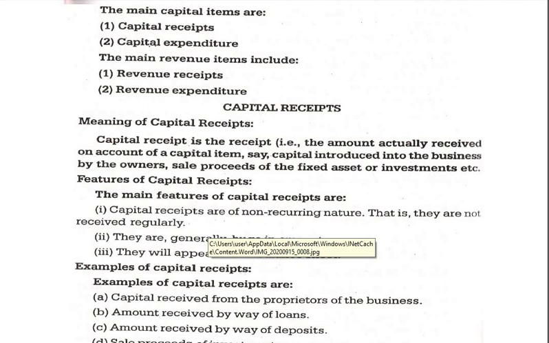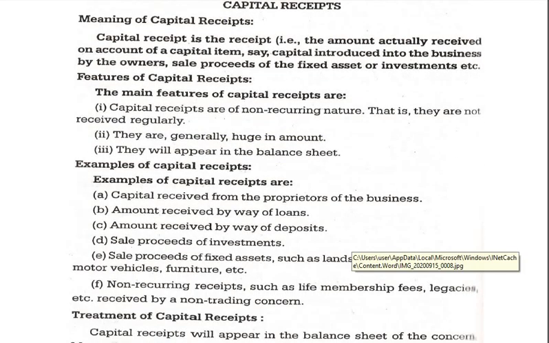Let us look into the features of capital receipts. Capital receipts are of non-recurring nature. That is, they are not received regularly. They are received once in a way, so they do not occur very often, unlike in the case of revenue receipts. Revenue receipts recur; very often you receive them. But this is non-recurring in nature. Normally the amount involved is huge.